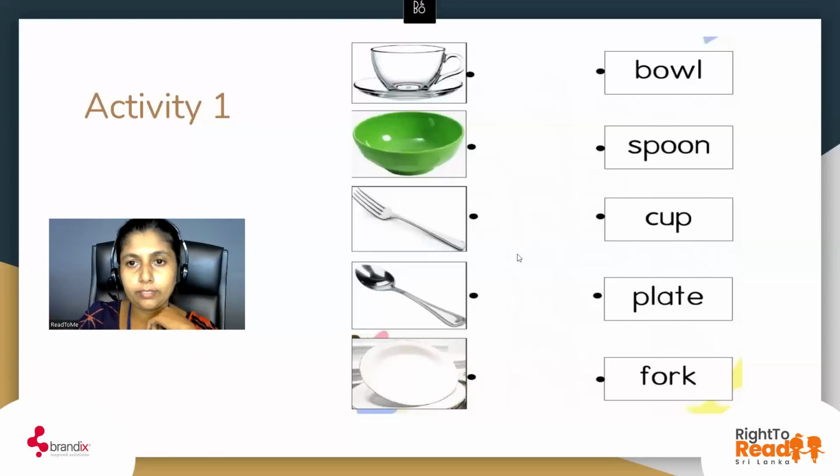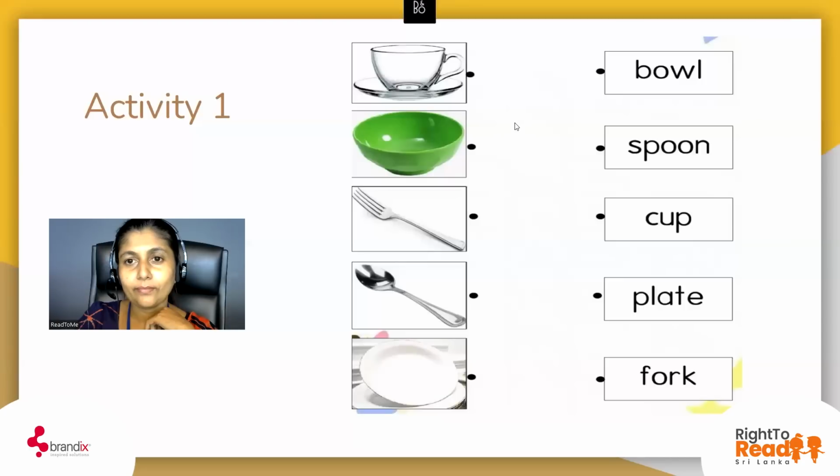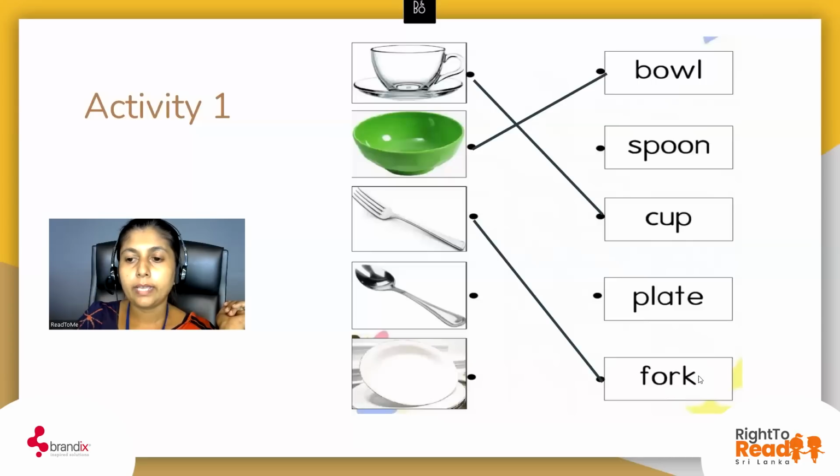Okay, shall we match this? Can you read these words and match them? First one, bowl, spoon, cup, plate and fork. Yes, cup. The first one is cup. C-U-P, cup. Bowl. B-O-W-L, bowl. Next one, fork. F-O-R-K, fork.